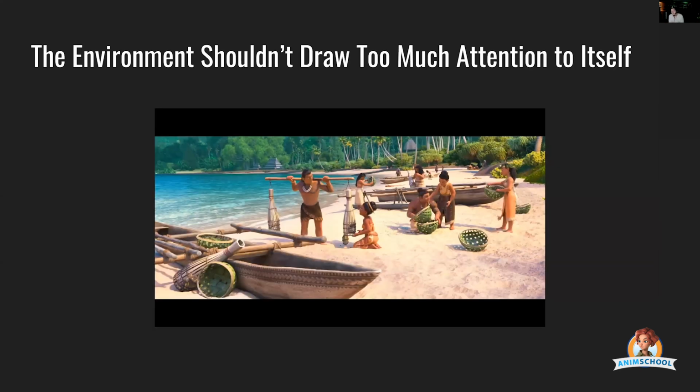If the environment is doing its job, it doesn't draw too much attention to itself. It tells you where the characters are supposed to be and builds a world for the characters, but it doesn't get in the way. Like the position of the canoes, note how this canoe back here, it points this way. All this stuff is designed to draw your eye to the main action.